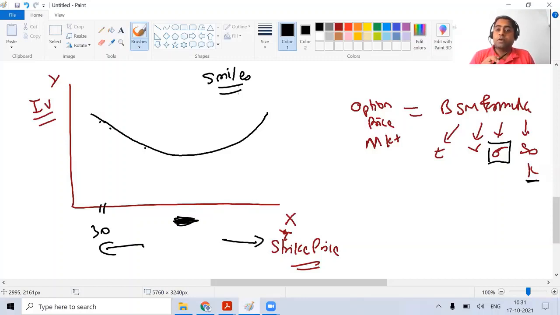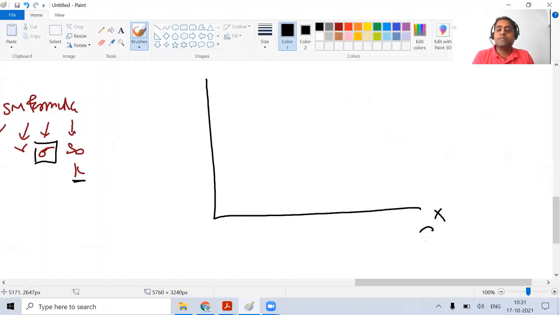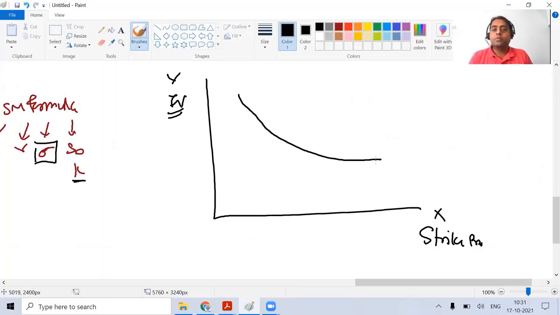But if you look at your equity product, the behavior will look like this. Same on the x-axis, you have the strike price, and on the y-axis, you have the implied volatility. You find something like this. So the structure is the same, the logic is the same. The only thing is, at a very low strike price, we find the implied volatility being very high, and at a very high strike price, implied volatility being very low. So it is called volatility skew.